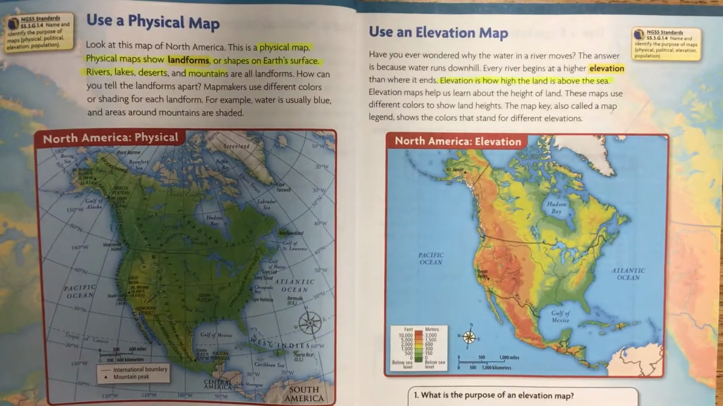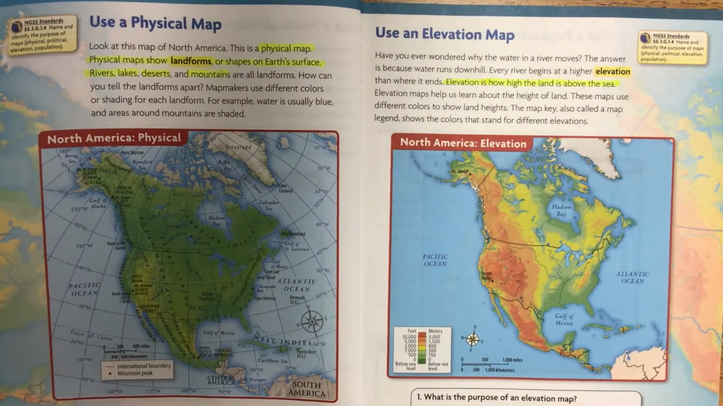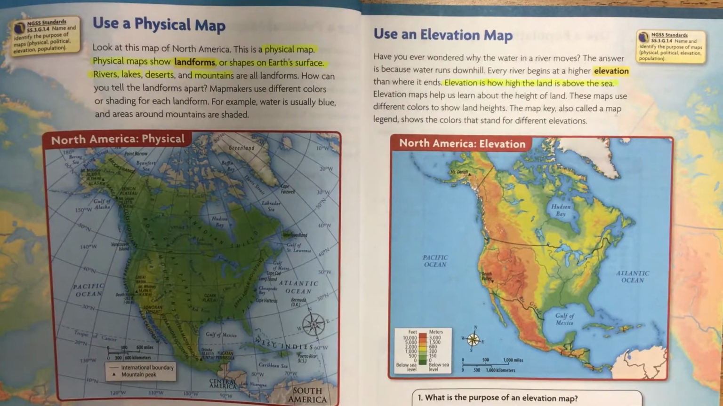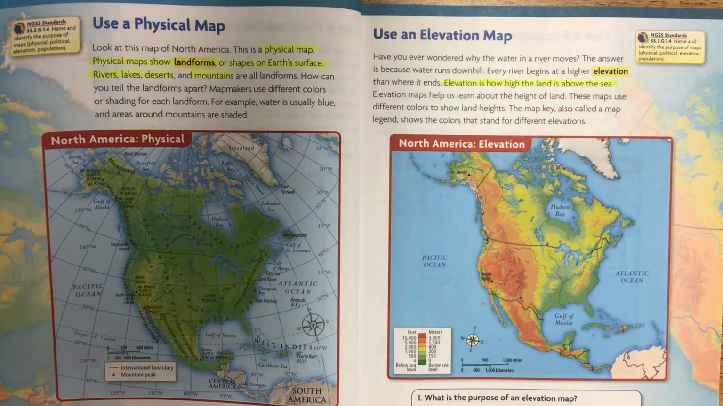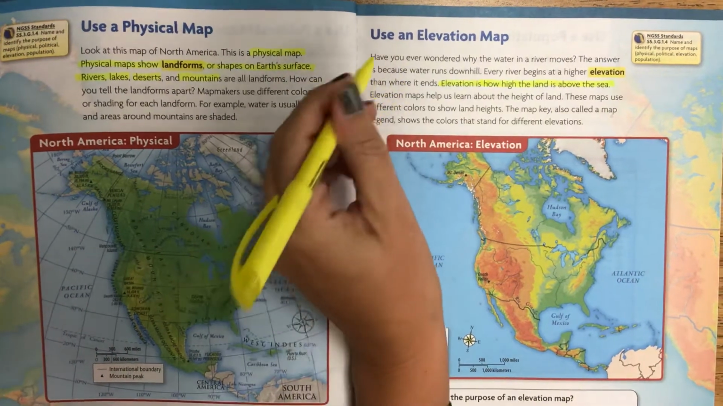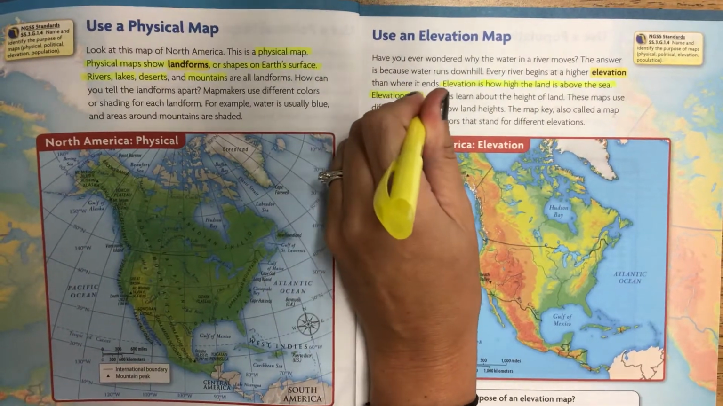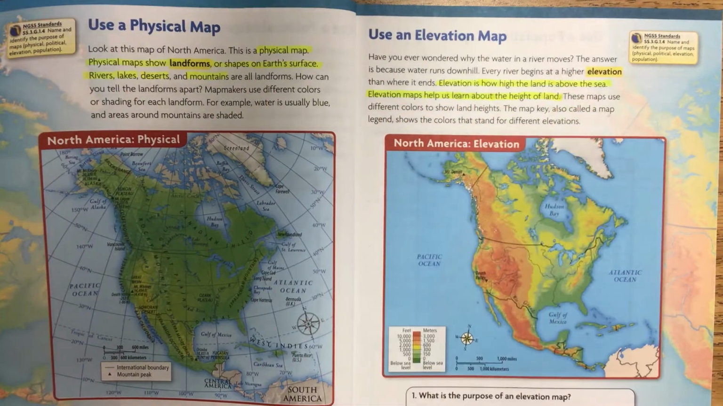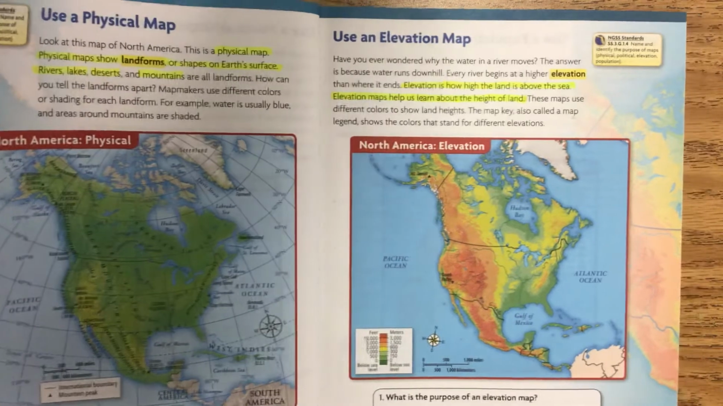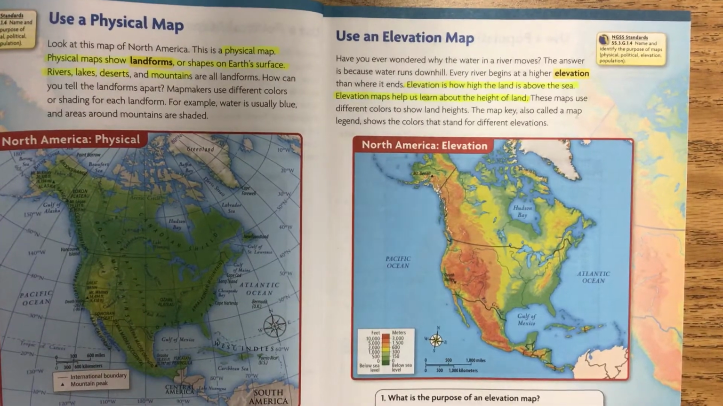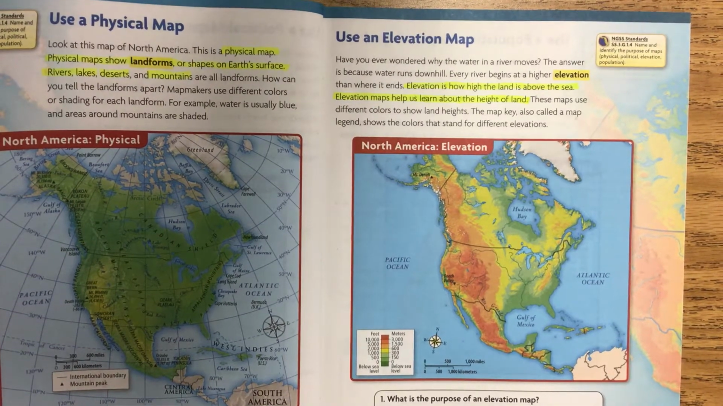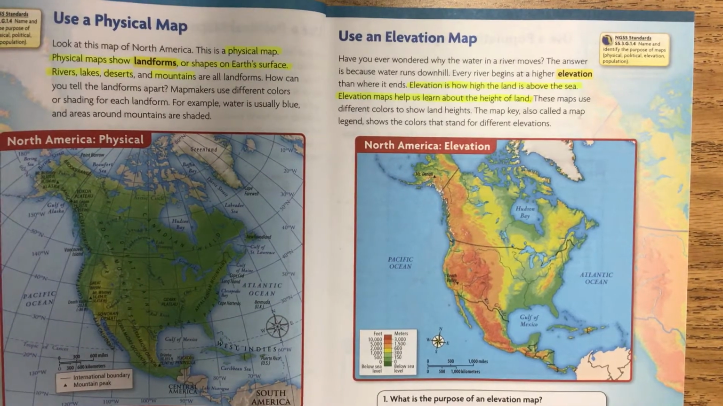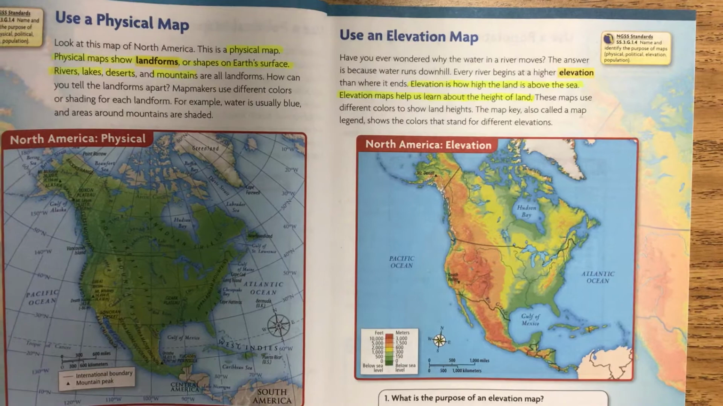Elevation maps help us learn about the height of land. I think that's important to highlight too because that tells us the purpose of an elevation map. Why do we have those? What do they help us learn? Elevation maps help us learn about the height of land. These maps use different colors to show land heights. The map key, also called a map legend, shows the colors that stand for different elevations.